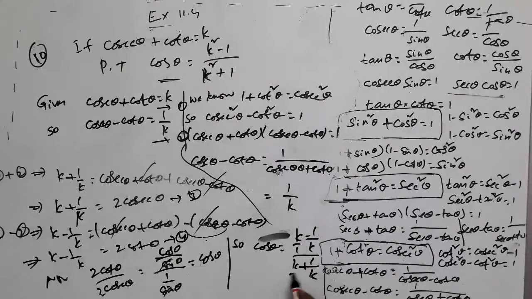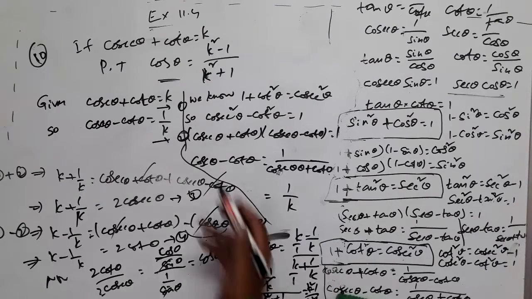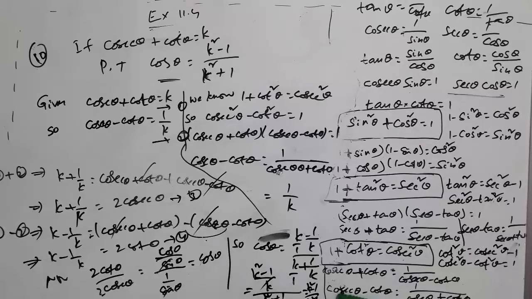So this is 1 here with 1 here. You take LCM here. What will be LCM? K. So this is k. So this will be k into k is k square minus 1 by k. This is k. K into k is k square plus 1. These k get cancelled. K square minus 1 by k square plus 1. That's all. You have got that expression. Cos theta is k square minus 1 by k square plus 1. This is one method.